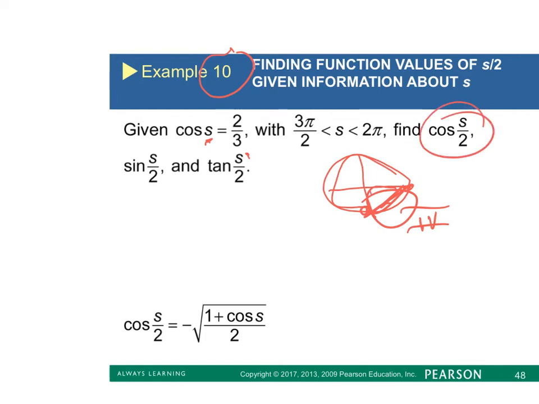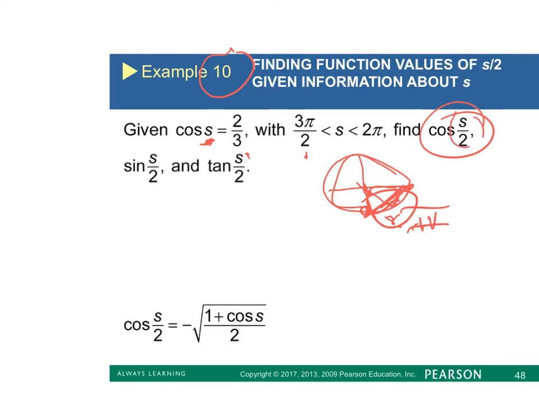Now, we are in quadrant 4. Cosine of the original angle, S, this one here, is definitely in quadrant 4. Half of that angle will not be in quadrant 4. Half that angle.